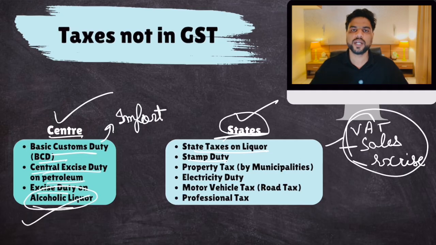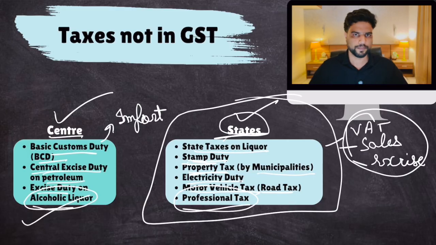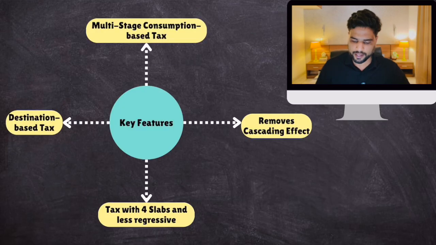Stamp duty, when you transfer property, there is a stamp duty that you have to pay. That is not part of GST. Property tax, which is generally collected by municipal corporations, that is not part of GST. Electricity duty, motor vehicle tax, road tax, when you register a car in your name, you have to pay this tax, not part of GST. Professional tax also, taxes on professions, which can be with panchayats, municipalities or state governments. These are not part of GST. Clear? Simple?